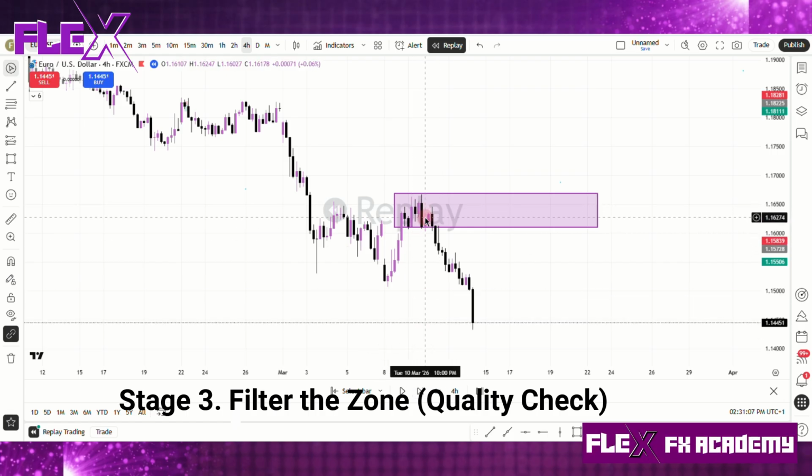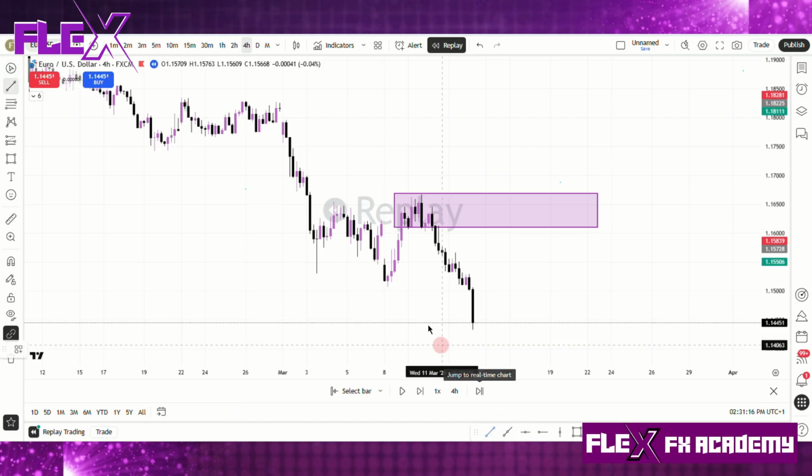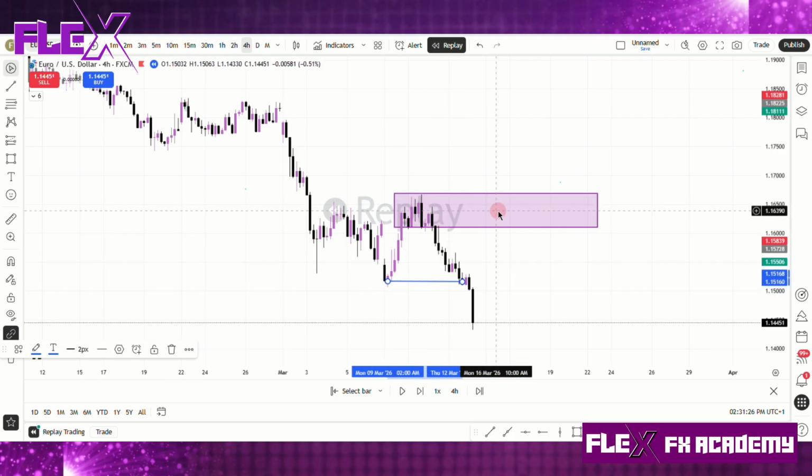Good. Now the market has gone down and broken this structure here, so I'll mark that out again as a break of structure. Because we've broken this structure, this is now a value zone for me. All I need to do is wait for the market to come back in.